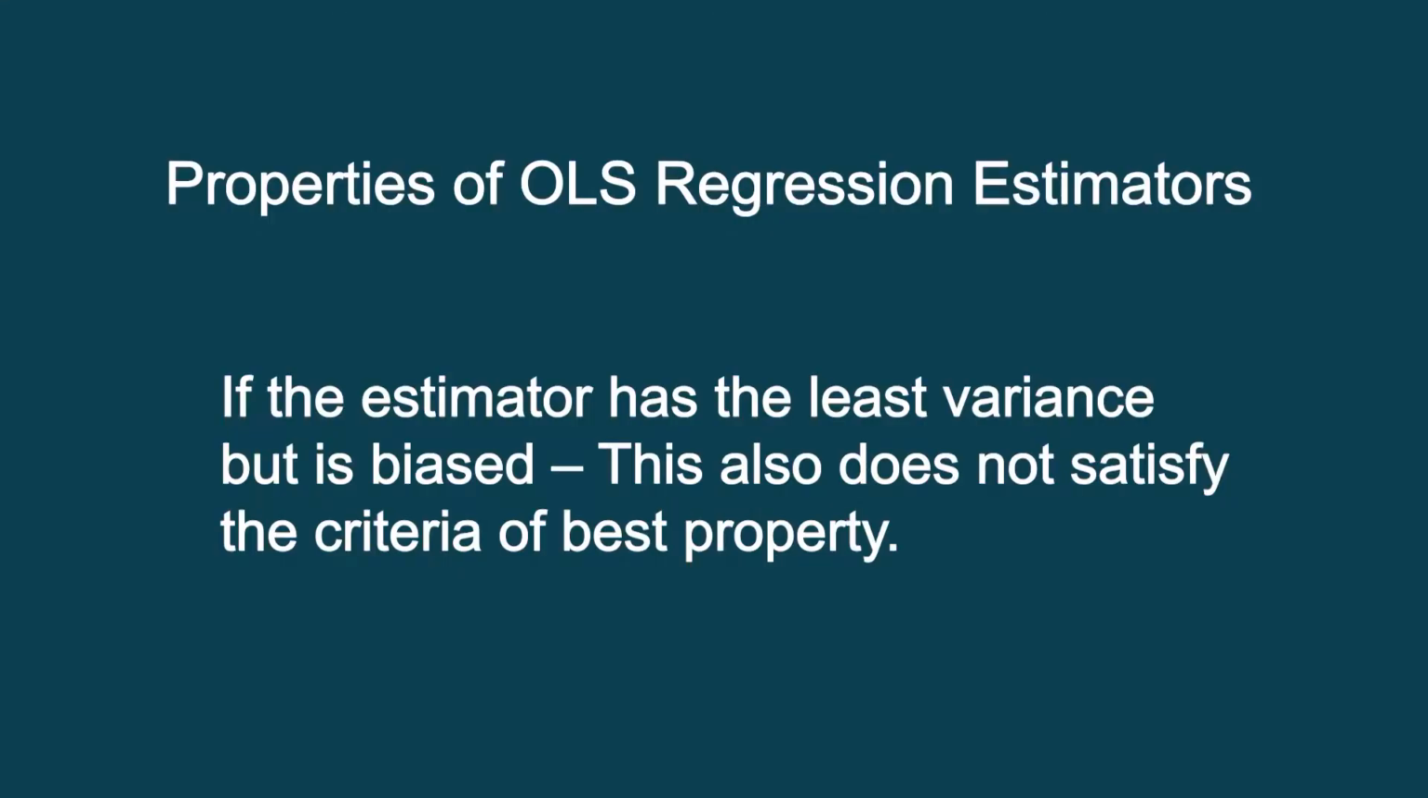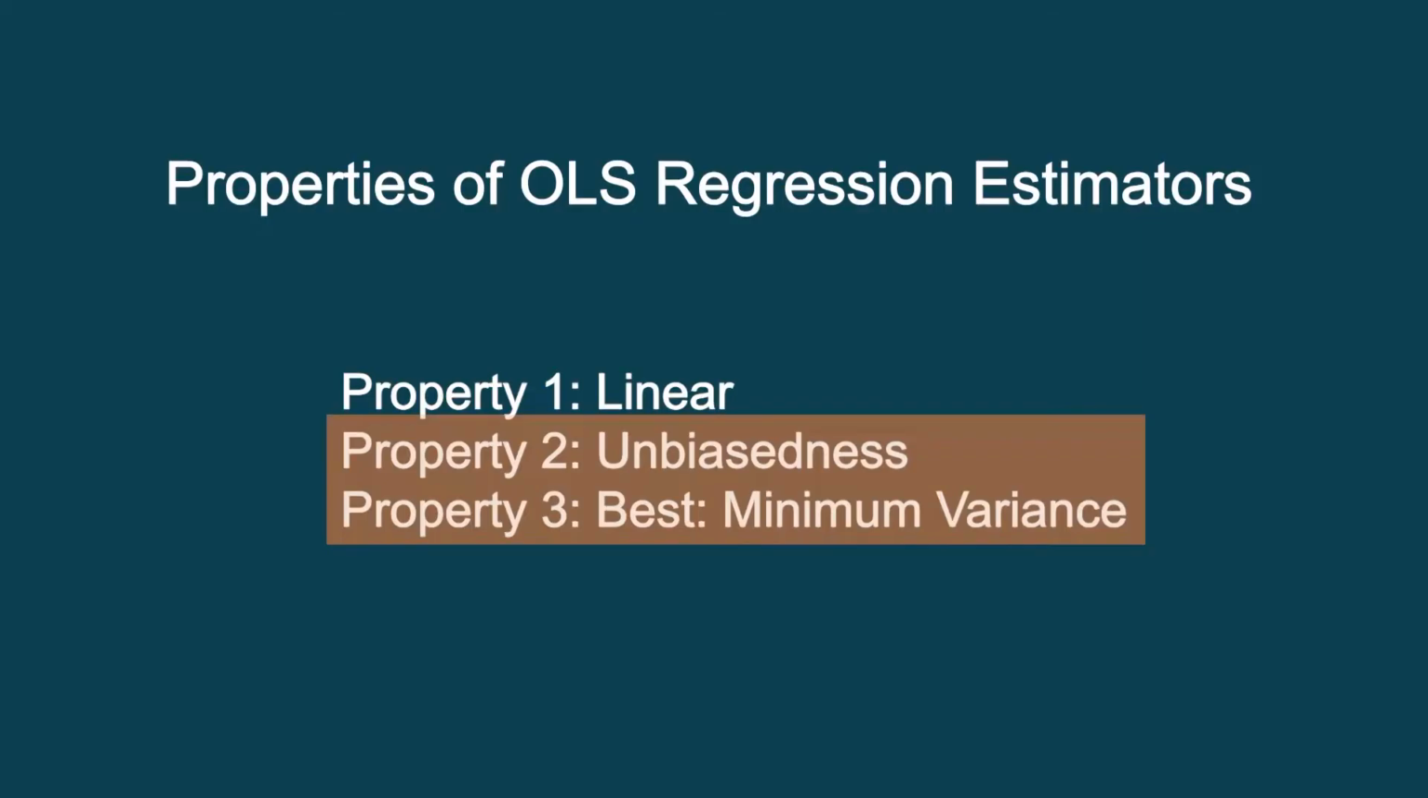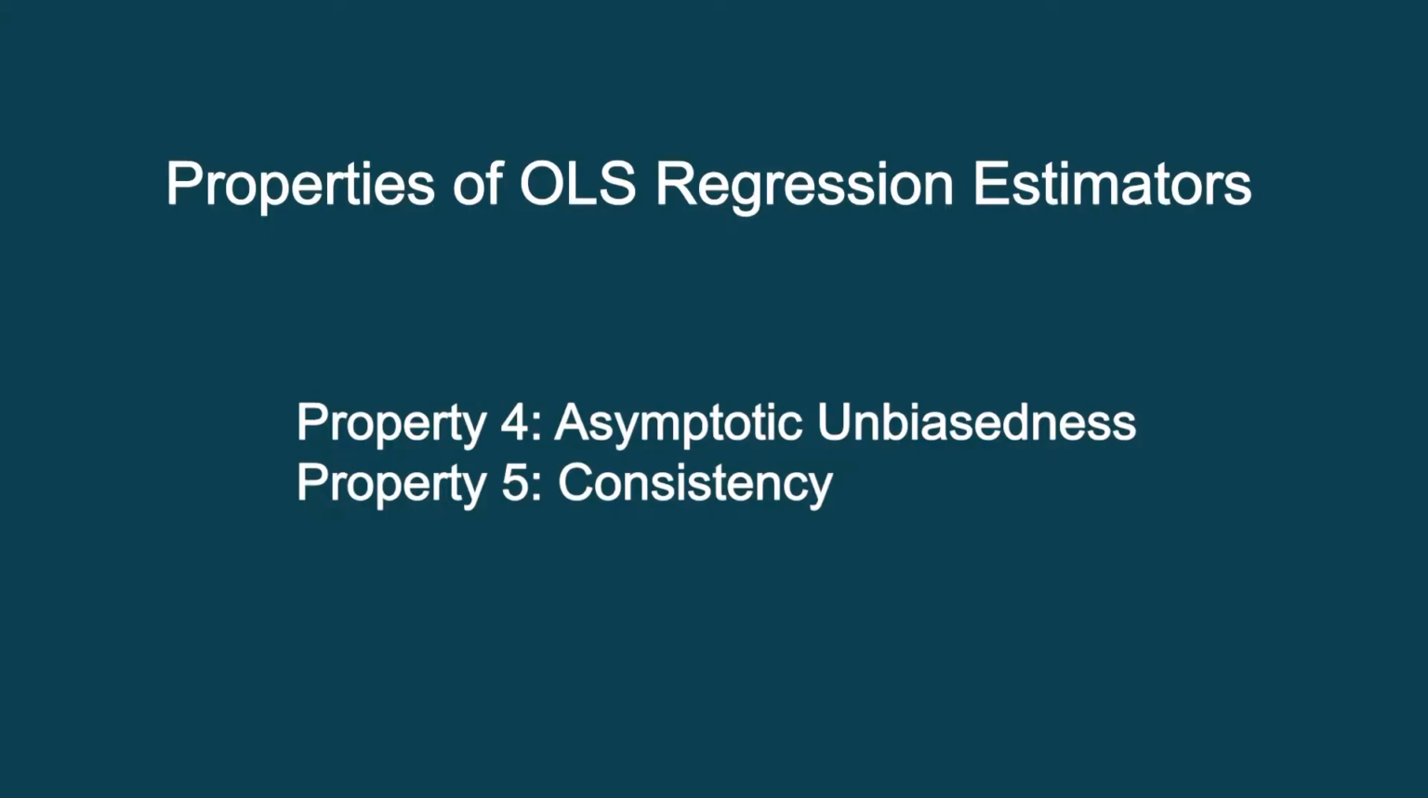Likewise, if the estimator has the least variance but is biased, then also it does not satisfy the criteria. In some models we will find that it has the property of minimum variance but is biased in nature, as if the true population parameter is more or less sticking to the sample statistic. This violates the best property. So for the best property, it should satisfy two properties together: unbiasedness and minimum variance. This comprises the small sample properties. Apart from that, we have two other properties, property 4 and 5: asymptotic unbiasedness and consistency.